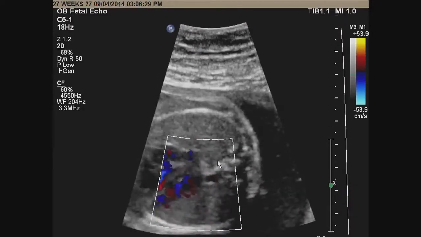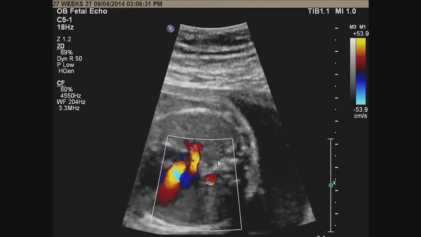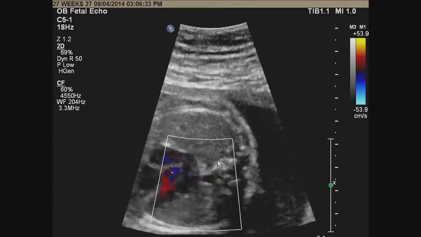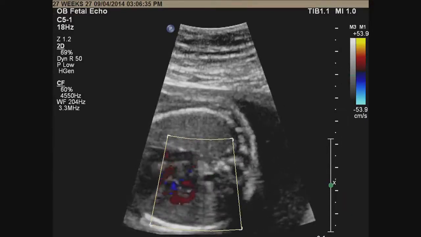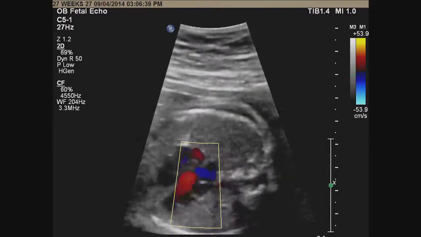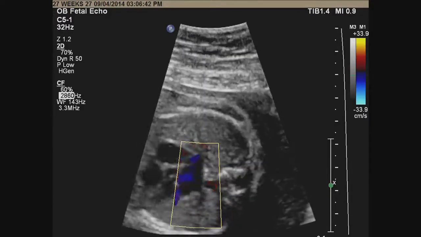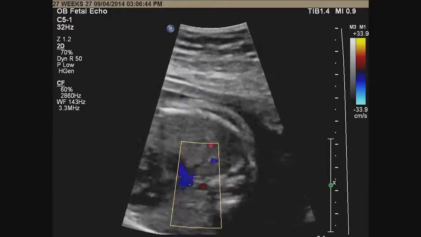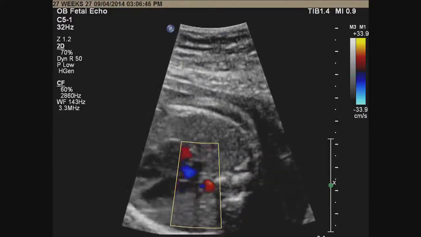I'm going to reduce the color box. And then I'm going to reduce also the velocity scale, because remember, we're looking at venous flow. Then I'm going to focus on the back wall of the atrium, and then we can increase the gain and reduce the velocity scale one more.